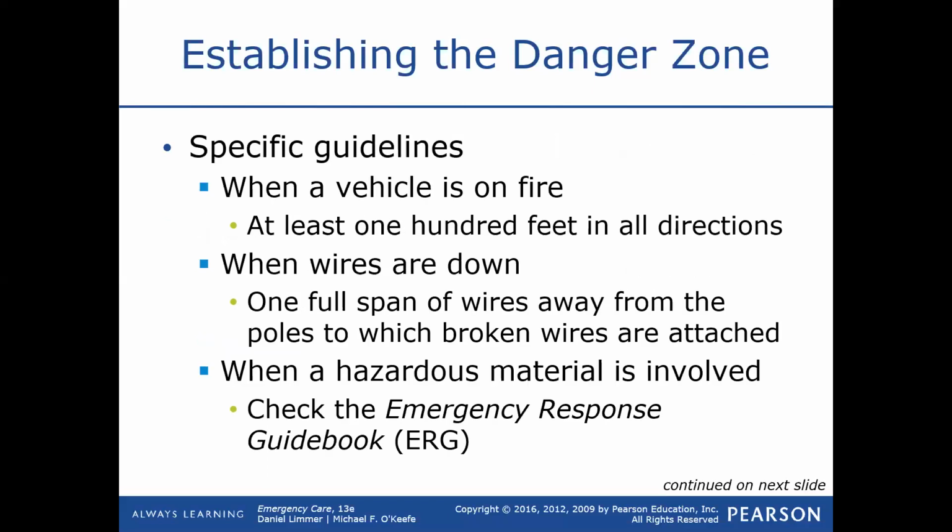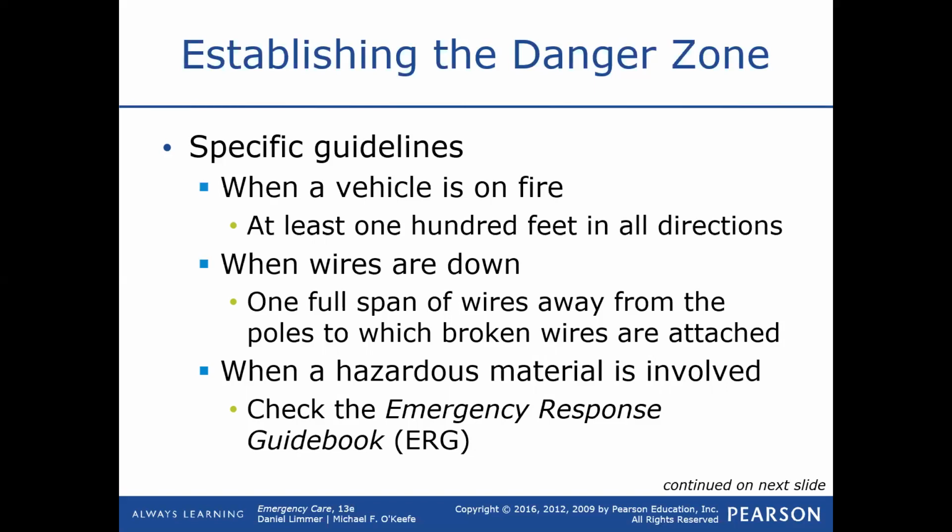When a vehicle's on fire, we want to stay at least 100 feet away. When wires are down, stay one full span of wires away from the pole to which the broken wires are attached. That's a rule of thumb. Generally speaking, utility poles are spaced out evenly, and I don't know if it's 300 feet or something like that, but there's a set distance. So if you see power lines down, you look up at the pole, you can see where they're connected to the pole they came off of, and then the next pole down where they're still connected. That's about how far away you want to stay from broken wires.